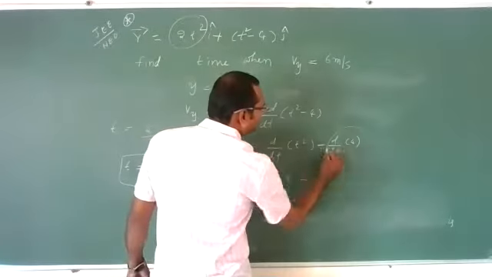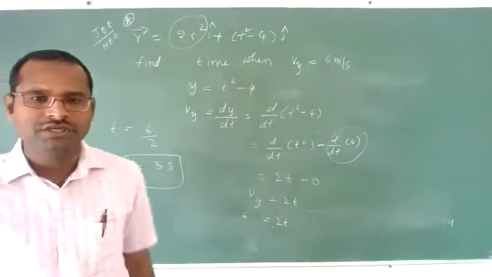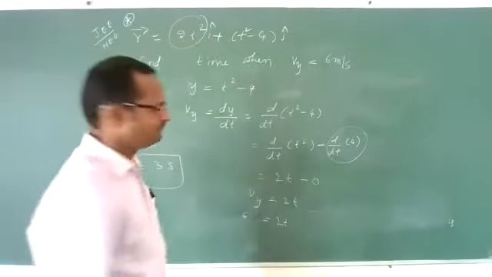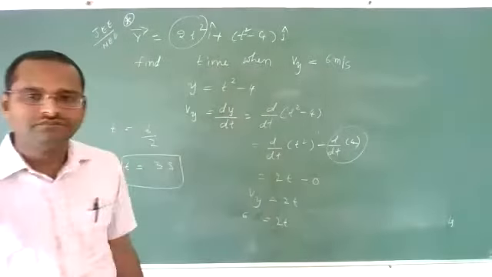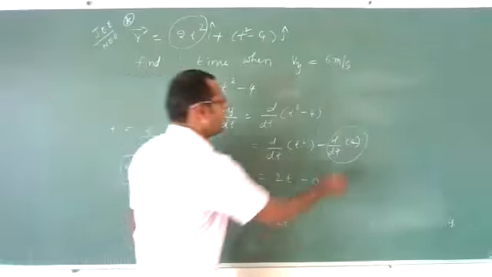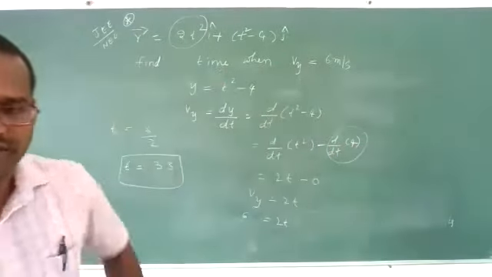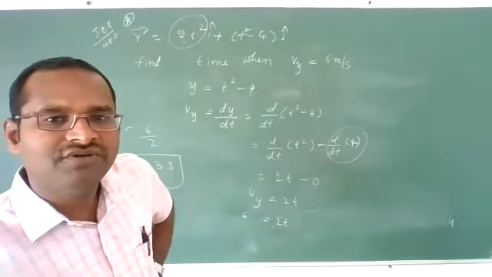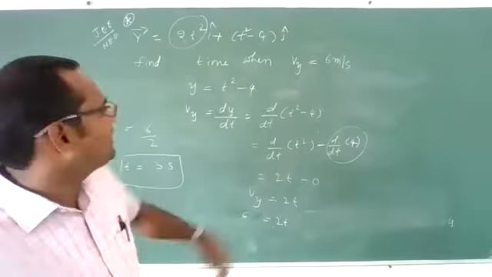d by dt of 4 is 0. 4 is a constant term. You can't get anything else, because differentiation of a constant is always 0. Differentiation of a constant is 0. Clear? Okay. This is the time I got.